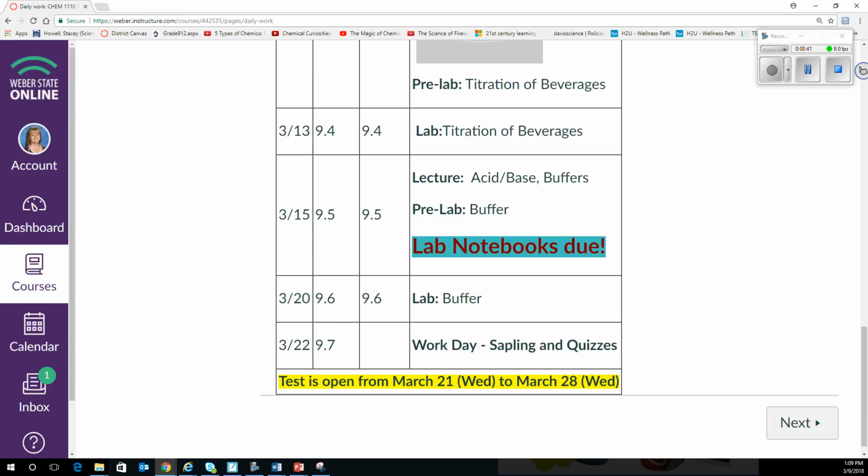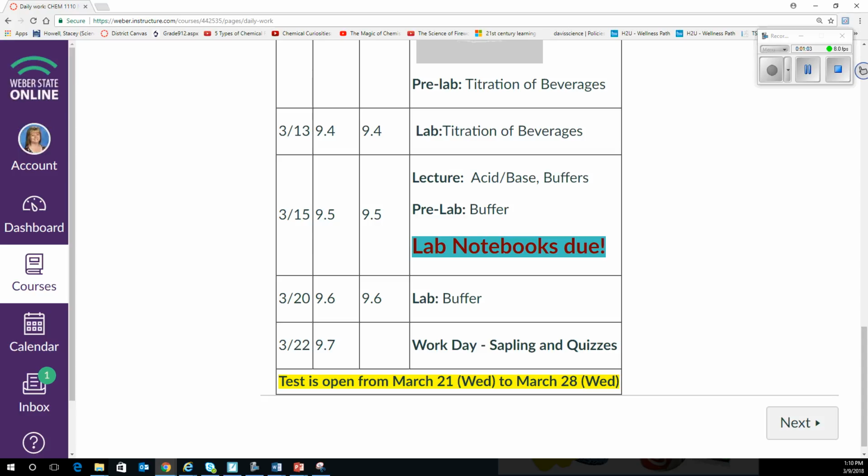Thursday will be finish the lecture of acid base, and then we'll do the pre-lab buffer. Lab notebooks are due this day, and then we'll come back 1st to 4th term to the buffer lab, and then the 22nd will be a work day. And then your test is from the 21st through the 28th is when it's open.